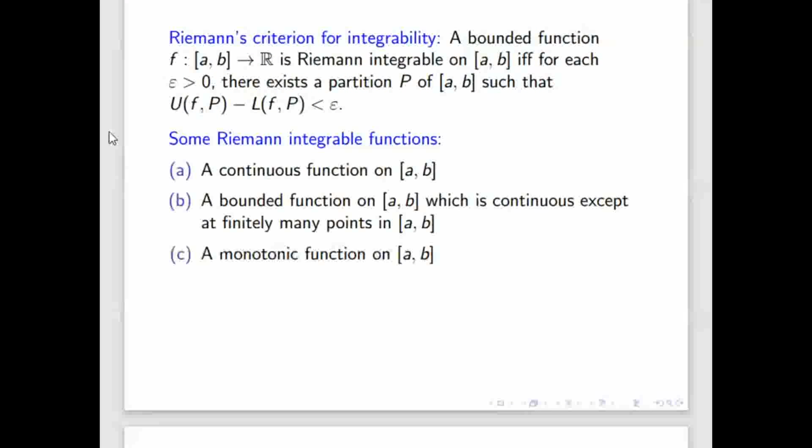So these are some results. For those functions, no need to check anything. If a function is continuous, that means it is integrable. You can always integrate a continuous function. Even if the function is not continuous, suppose the function is bounded on [a, b], and it is continuous except at a few points, like only 2 points, or some 3 points, or finitely many points where it is not continuous, then also the function is Riemann integrable. That means we can integrate those functions where the discontinuities are finitely many.